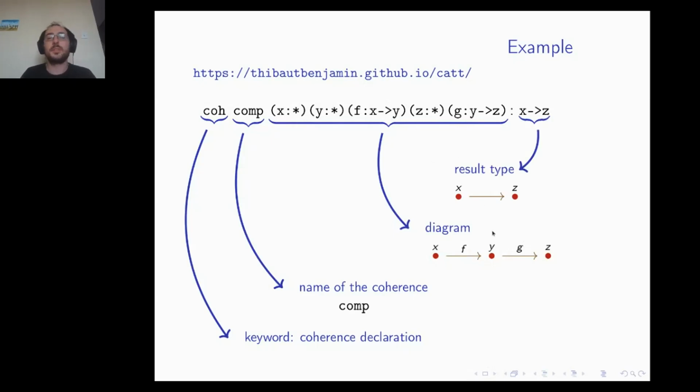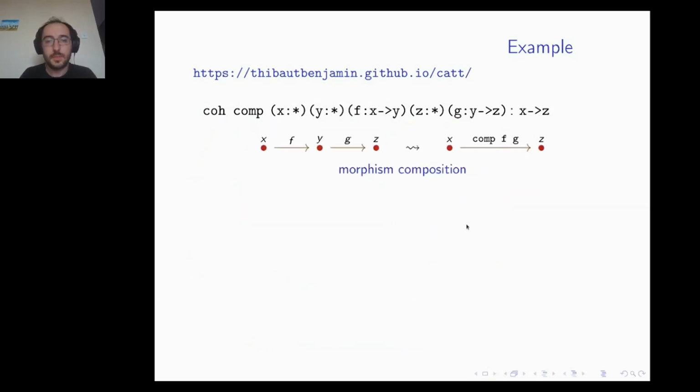And if you read this, you see that it's something that takes as input a diagram like this and outputs an arrow from x to z, which is the source of the original diagram to the target of the original diagram. And so that's the morphism composition in weak omega categories. But if you were to look at these as identity types, then it would be the transitivity of identities. Or if you want directed identities, it would be transitivity of directed identities, or transitivity of rewriting.